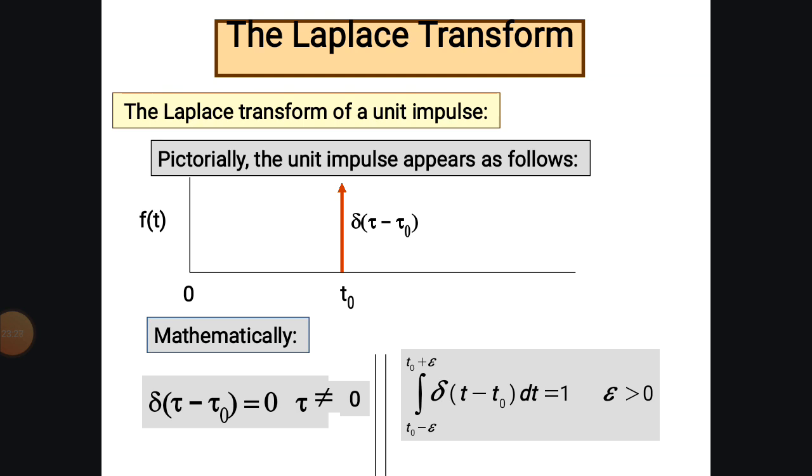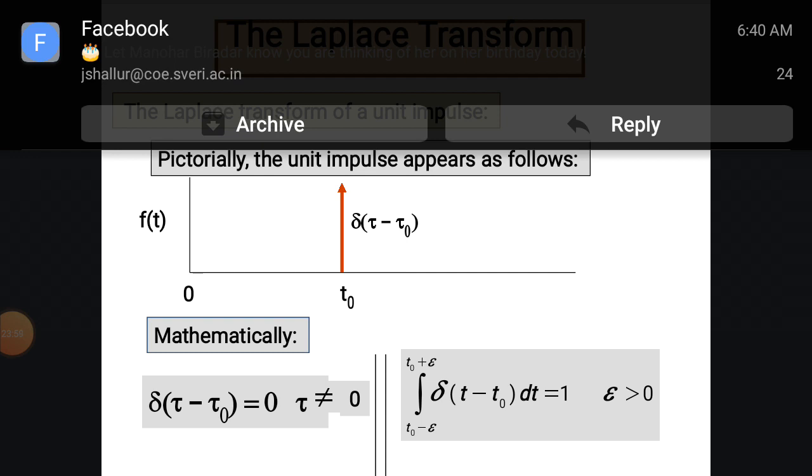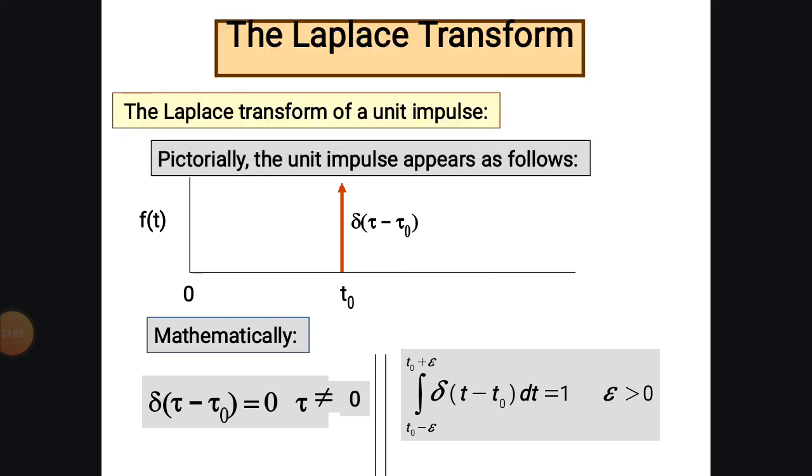Next, the Laplace transform of the unit impulse function. Pictorially, the unit impulse appears as follows, where at t naught we get an impulse. It is denoted by delta of t minus t naught, and mathematically we can say that delta of t minus t naught is equal to 0, where t is not equal to t naught. And if we find its Laplace transform, the Laplace transform of the unit impulse function is equal to 1.